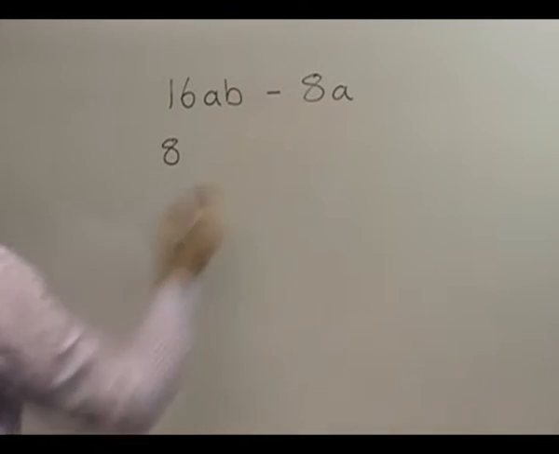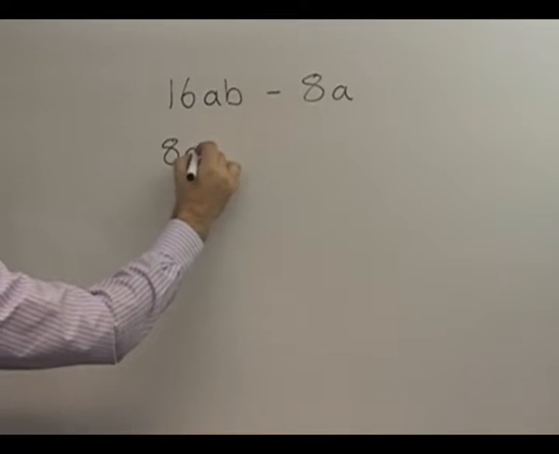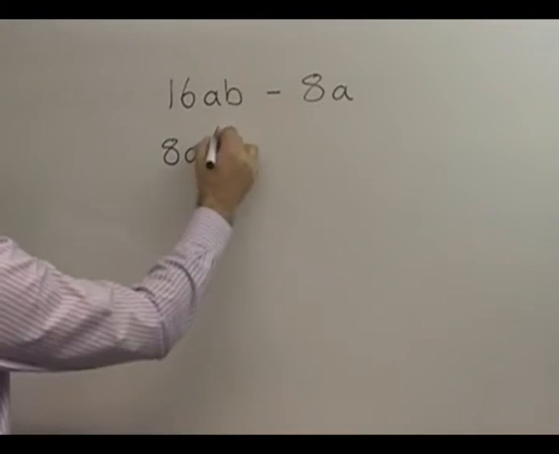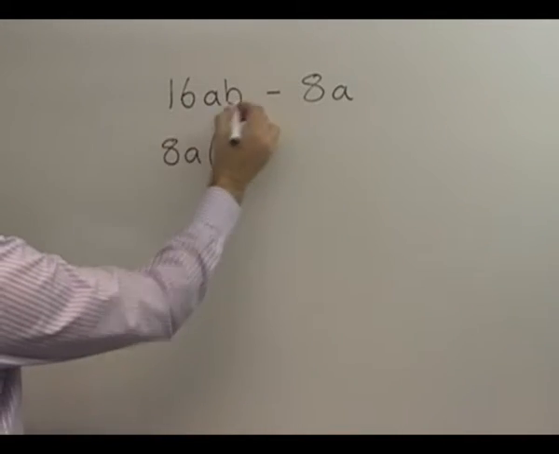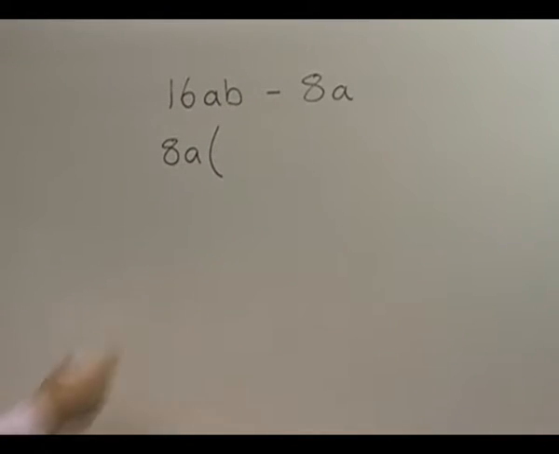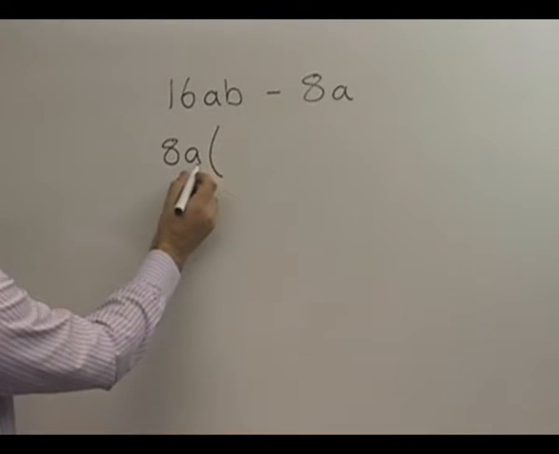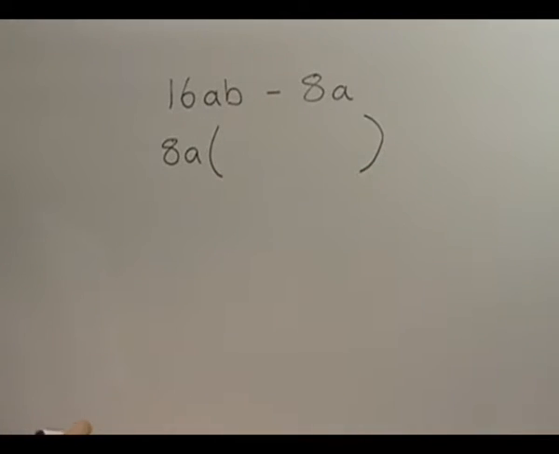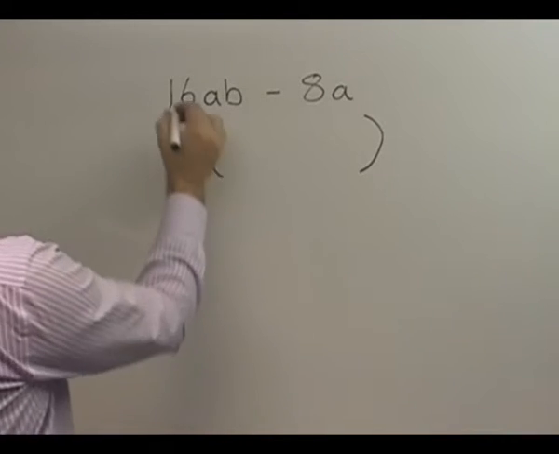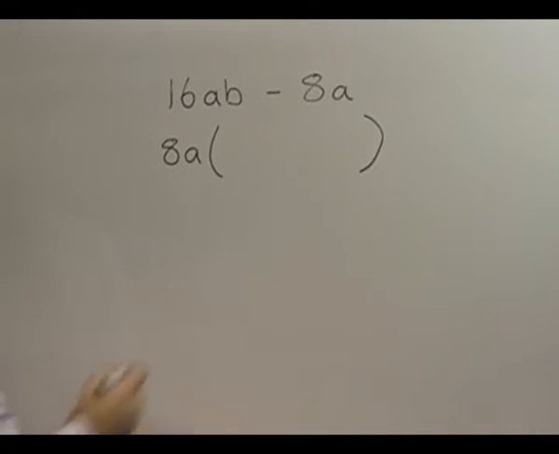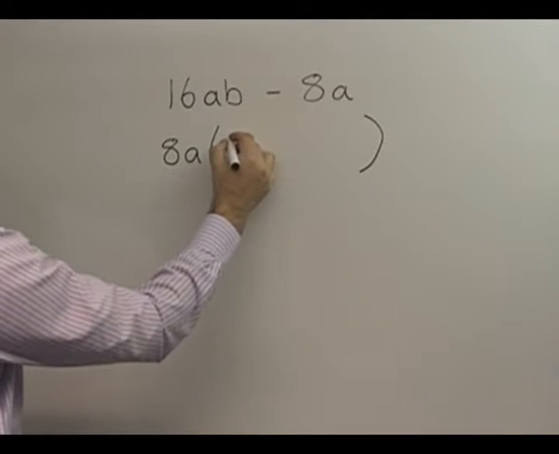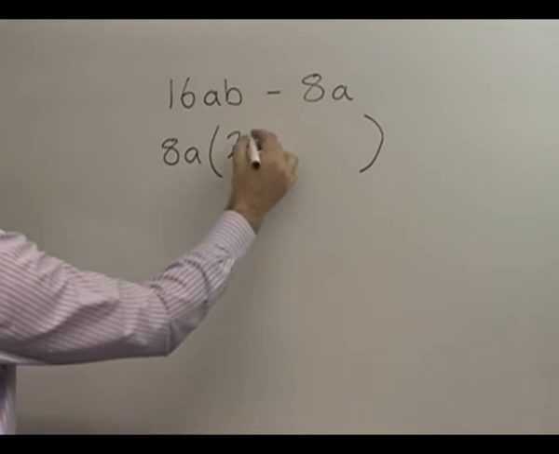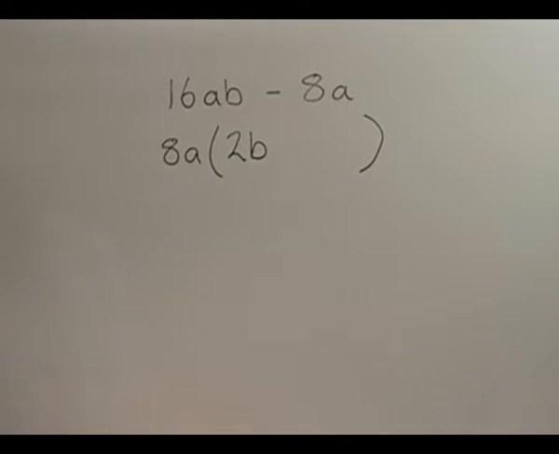A, B and A, what's a common factor? The common factor is A. So 8A times what is 16AB? Now I've written this, you might like to pause for a moment and write what you think goes in the brackets and then play it again. Here, 8A times what is 16AB? Well, 8 times 2 is 16, and A times B is AB.